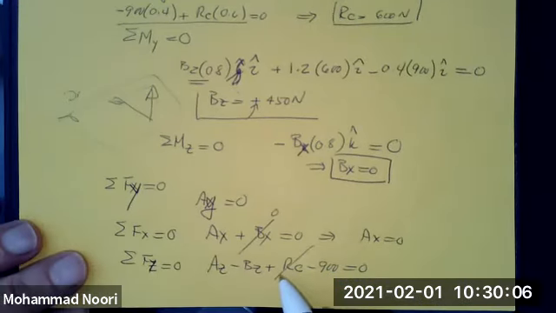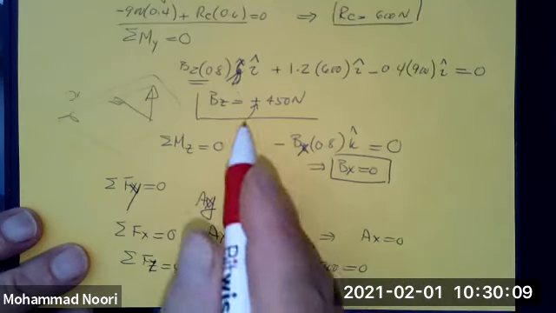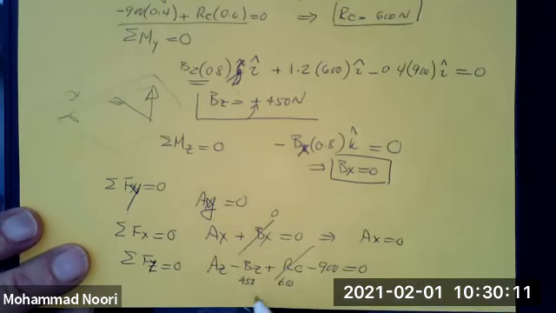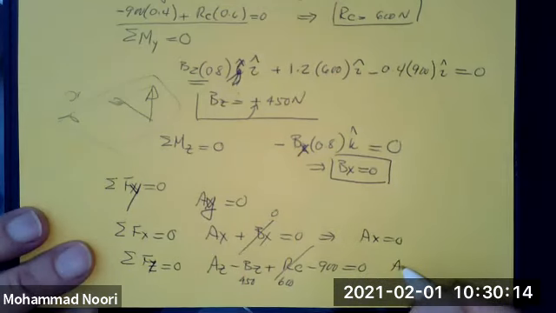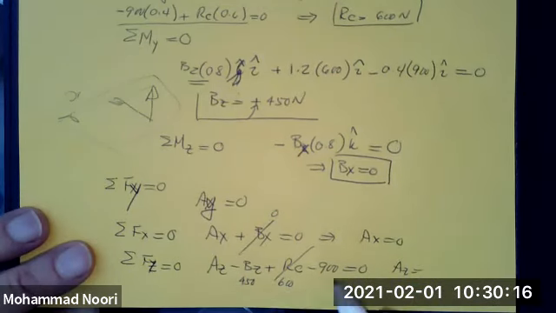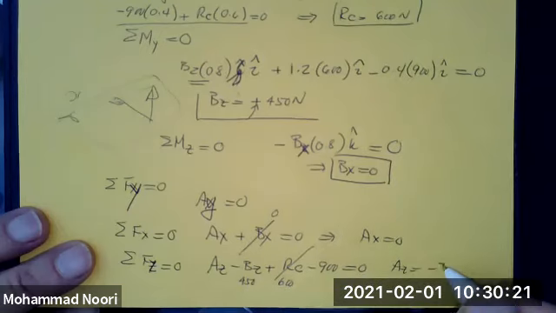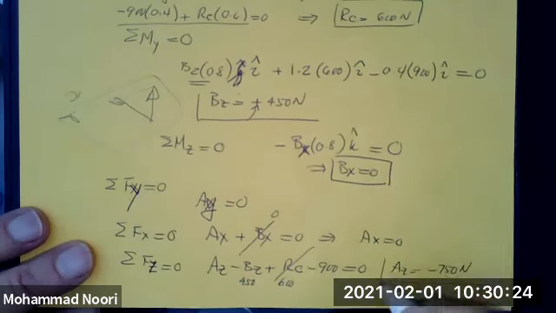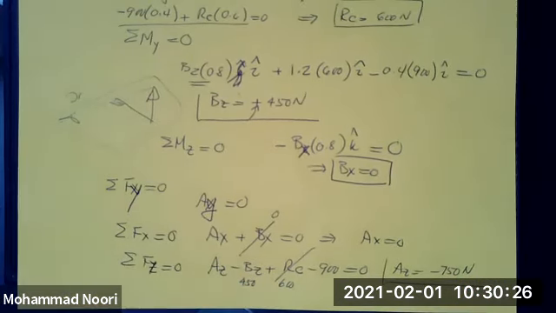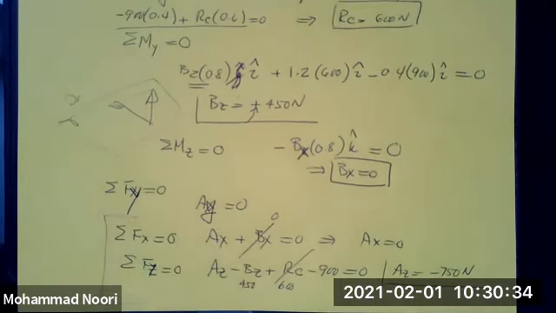RC was 600. This was 450. So I get AZ comes out to be 750 Newton negative. I sent you, of course, a solution, but these forces, I just did it extra because the problem is not asking for that, but I just wanted to show you that you can also solve for those if you want. Any questions?